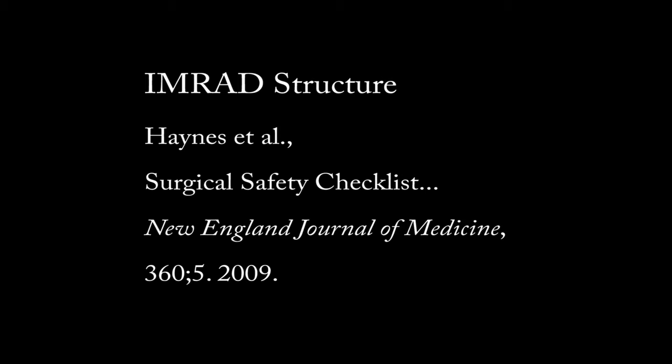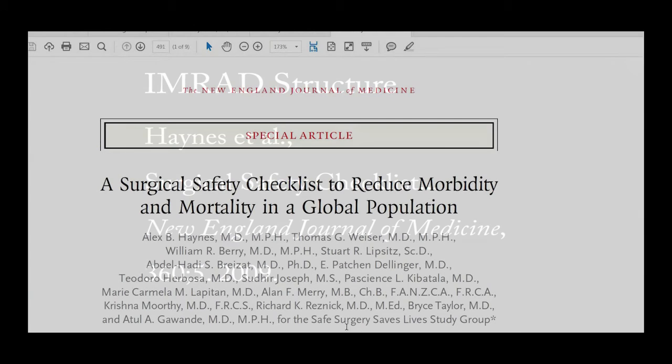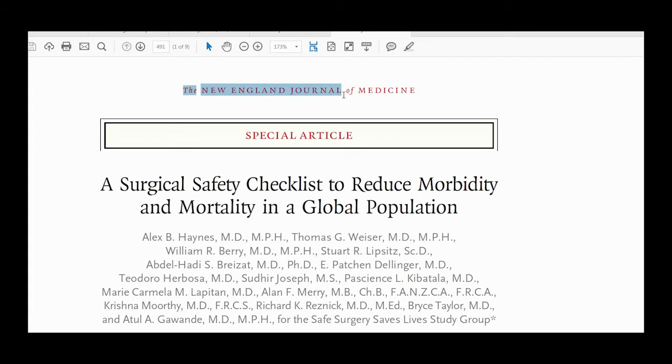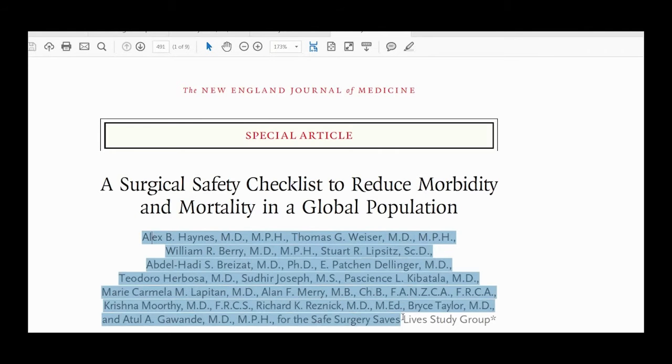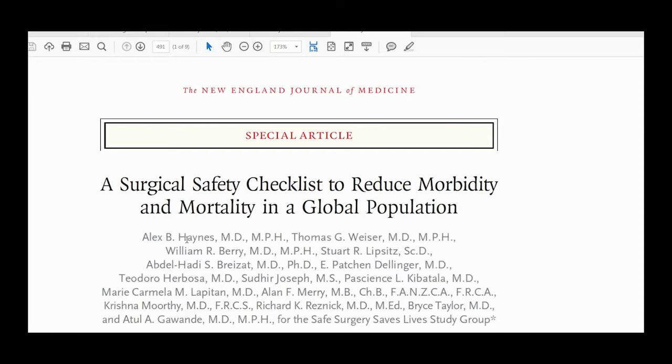Okay, this is a walkthrough of an article from the New England Journal of Medicine. It's a very prominent medical journal, very prestigious. The article is called "A Surgical Safety Checklist to Reduce Morbidity and Mortality in a Global Population." It is written by all of these people. There's a lot of authors. These people in some way contributed to the study.